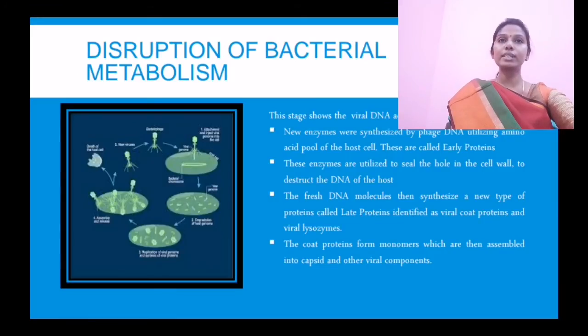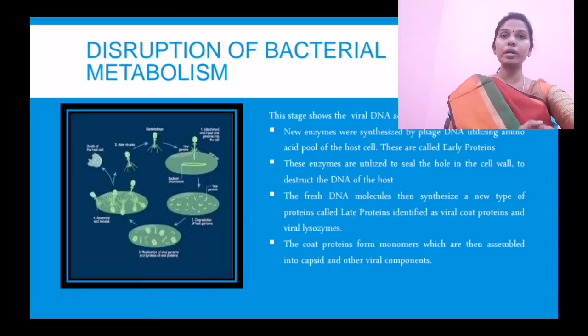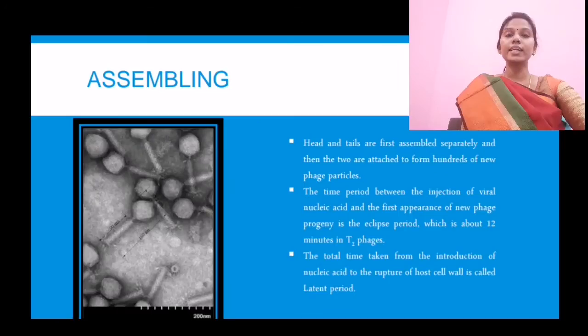The next stage is disruption of bacterial metabolism. In this stage, the phage DNA disturbs the bacterial metabolism and synthesizes its own DNAs and proteins. The synthesis of normal bacterial protein stops and the phage DNA replicates by using free nucleotides and produces many copies of phage DNA.